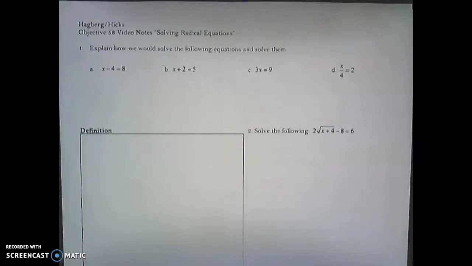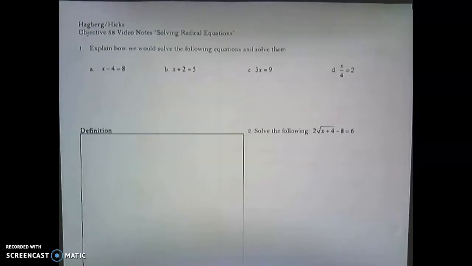All right. Next up, we've got objective 58, solving radical equations. This is the second to last objective for the unit. Objective 59, though, is just special cases of solving radical equations. So really, conceptually, this is pretty much the last thing that we're going to be learning this unit, and then we'll begin talking about review. So, objective 58, solving radical equations.